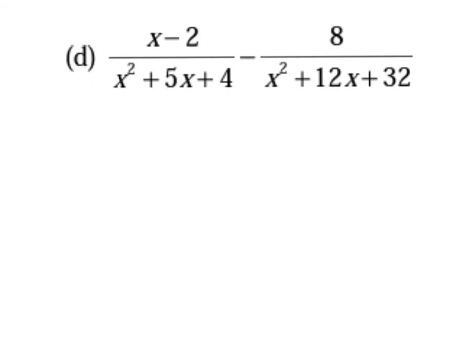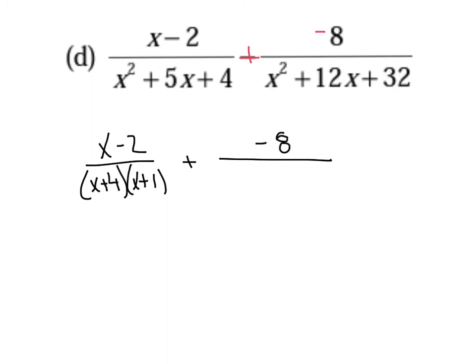But what I'm going to do is change my operation to addition. I'm going to change and negate that second numerator. I'm going to get everything factored completely here. So I'm looking at x plus 4, x plus 1, and plus, let's see, negative 8, and I'm looking at x plus 8, x plus 4.